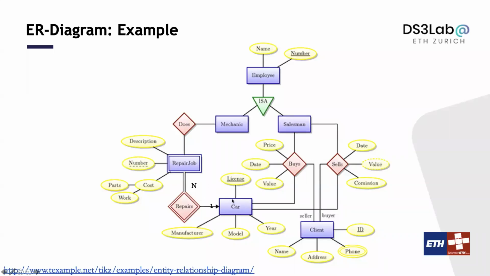It seems that you can actually repair a car, right? Of course, it's a weak entity because I cannot have a repair job without a car. So the existence of repair job depends on the existence of car, right? If you look at this repair job, the weak key is number. It seems that you have one number for each repair job, right?